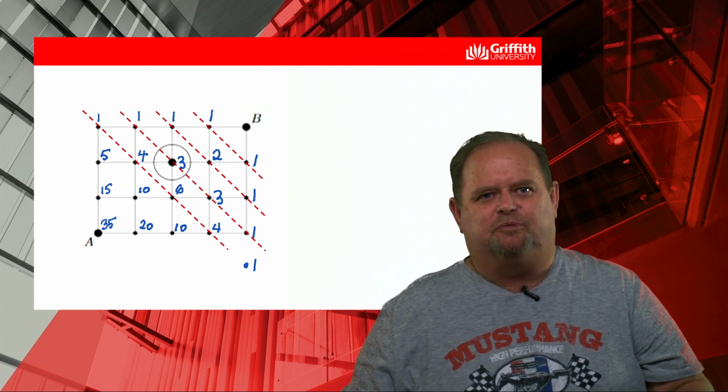How did we start it? Started simple, started developing patterns, and then how do we solve the problem? And in that way, it's a lot easier than asking the kids to count all 35 different pathways from A to B.